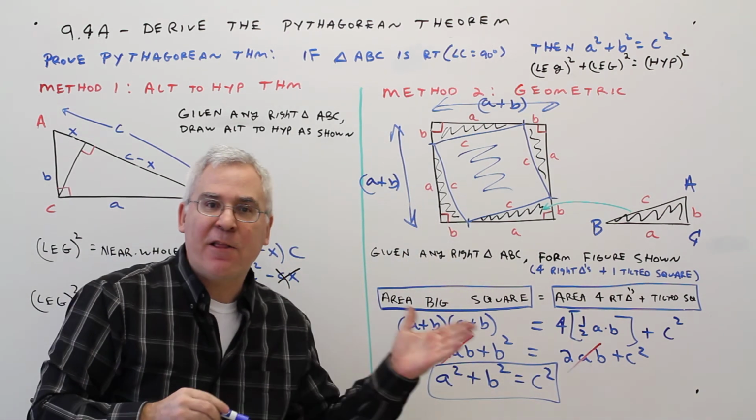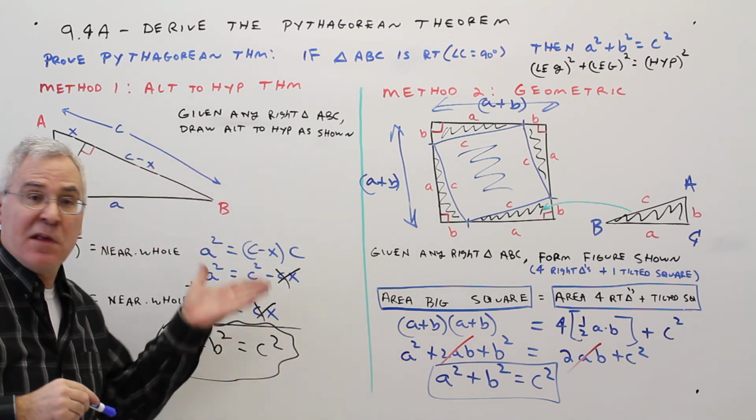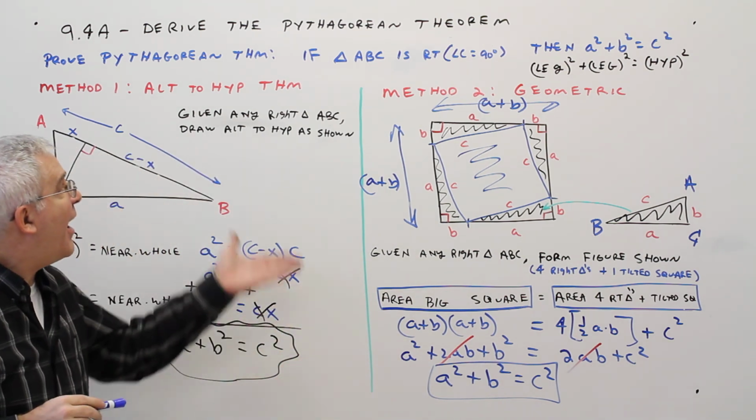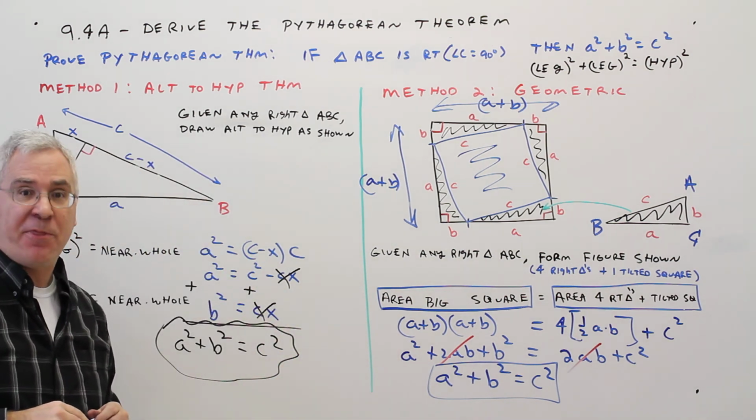So it's an elegant theorem, simple to use, simple to derive. So there you have it, 2 proofs of the Pythagorean theorem.